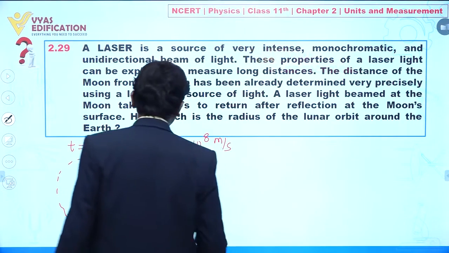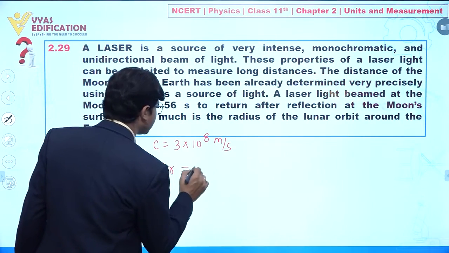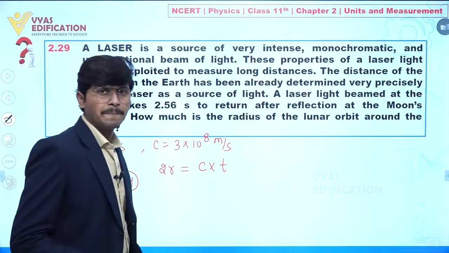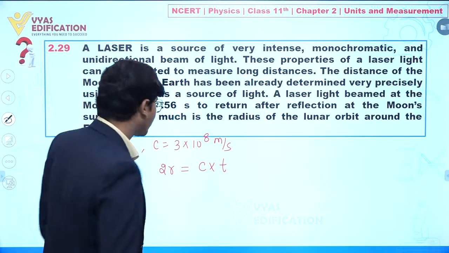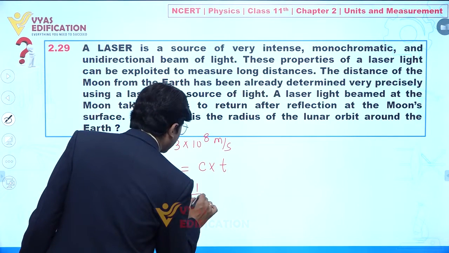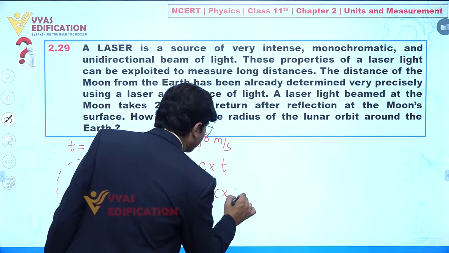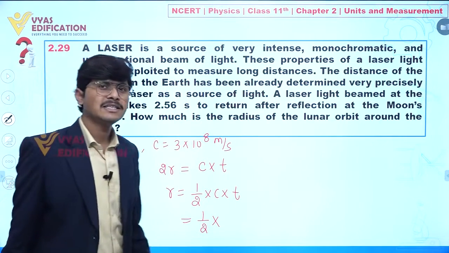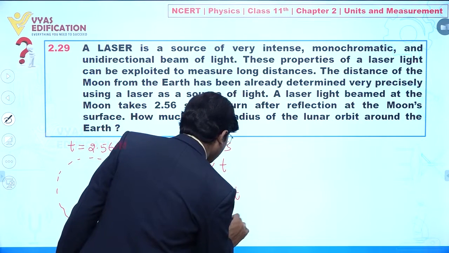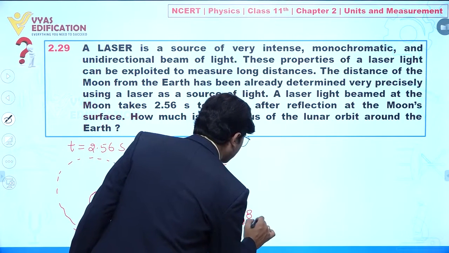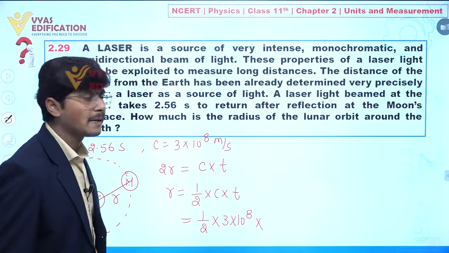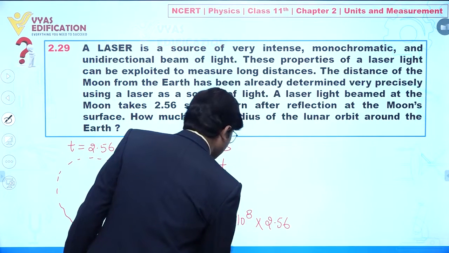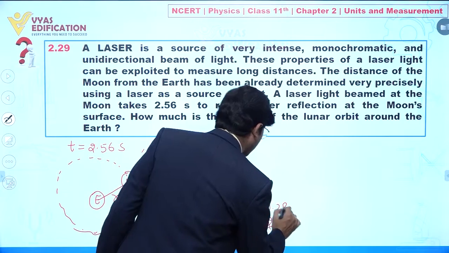Clear? So we can write 2r, this is the distance covered, and that is equal to c multiplied by time. Speed multiplied with time. So from here we can say r is given by 1/2 × c × t. So 1/2 into c. c is equal to 3 × 10^8 meter per second. And time is given as 2.56 second. So from here this is 1.28.